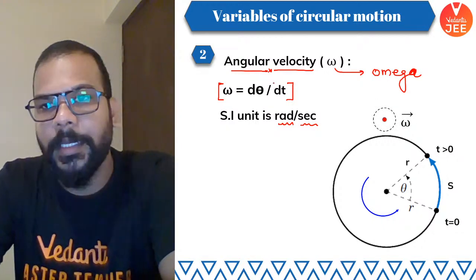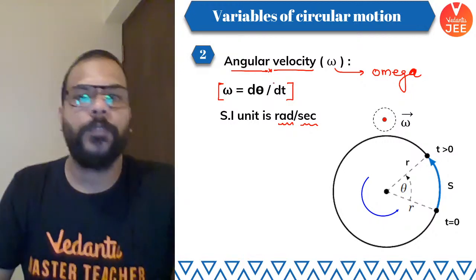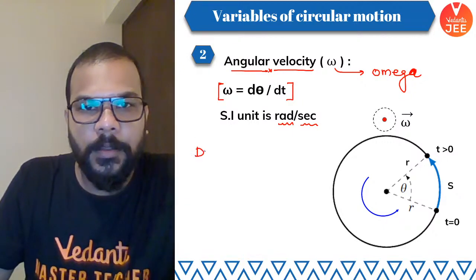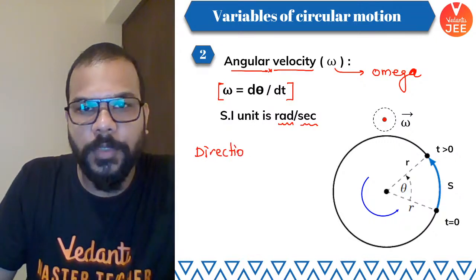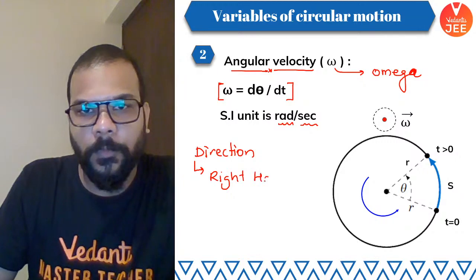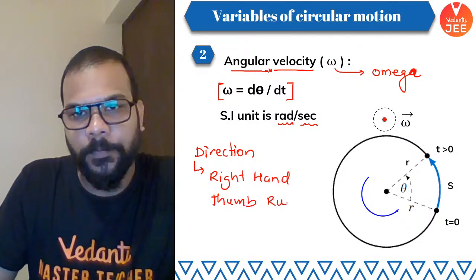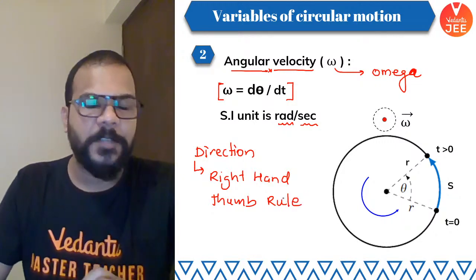Now what is important here is to talk about the direction of angular velocity. If you want to find the direction here, the direction will be found by using the right hand thumb rule. Right hand thumb rule. Same for angular displacement as well, by the way.